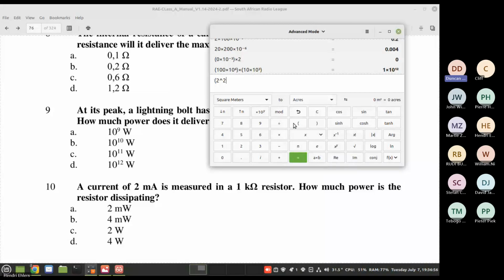I think we must square it after the exponent. But I think it will work out the same actually. Let's see what happens here. One. I'm just gonna say 1, 3.